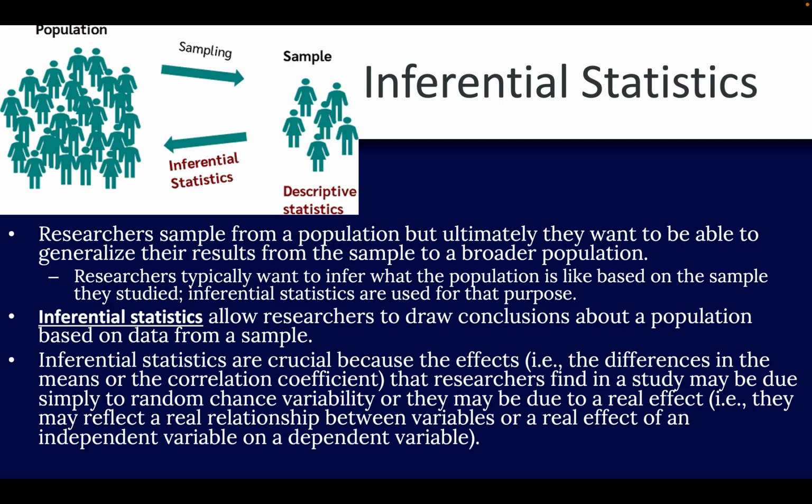Inferential statistics are crucial because of the effects, i.e. the differences in the means or the correlation coefficient, that researchers find in a study may be due simply to random chance variability, or they may be due to a real effect. For example, they may reflect a real relationship between variables or a real effect of an independent variable on a dependent variable. Okay. So inferential statistics are things like t-tests and p-tests and ANOVAs and MANOVAs. Those are inferential statistics. We're trying to find out if there was an error; that's what a t-test does. It tells us if it was just a random thing that there was a difference.